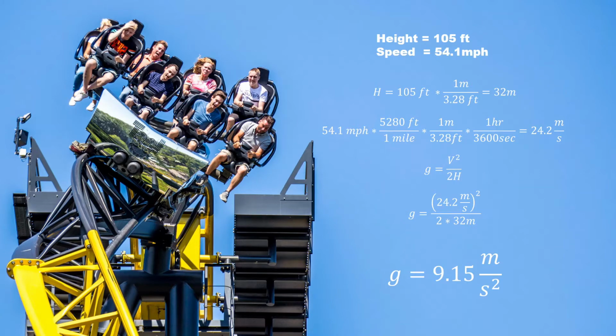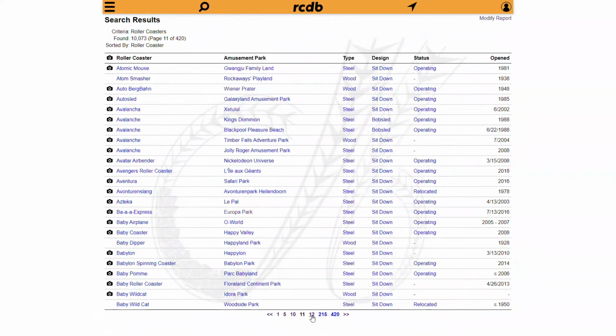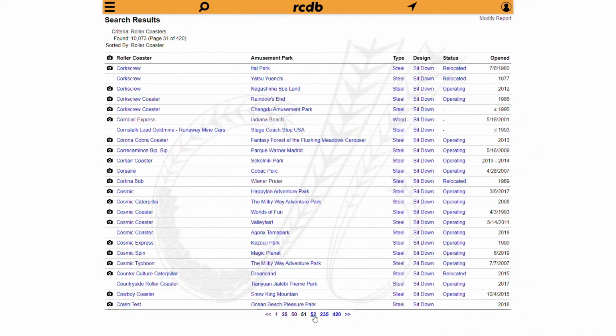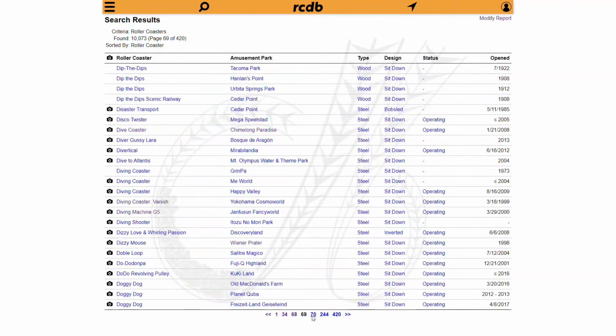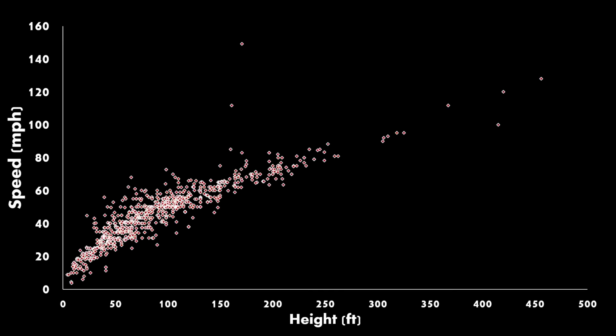But this is just one roller coaster. Let's look at all the roller coasters. Let's look at over 1,000 roller coasters. Yes, I went through Roller Coaster Database and got all of the heights and speeds listed for roller coasters that had them both on the website. And here they are plotted all on one graph.